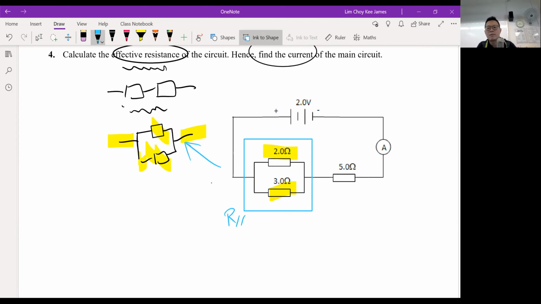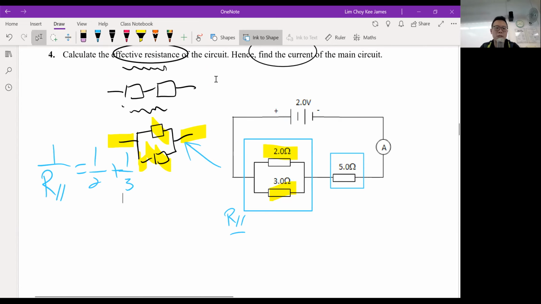Once I have this series arrangement and this parallel arrangement, I will realize that R parallel is actually in series with my 5 ohms. So I will sum it part by part, section by section. The first thing I do is sum R parallel first. I'll do the parallel arrangement first, so it will be 1/2 plus 1/3. I'll sum it first, because I am very sure that this is a parallel arrangement.